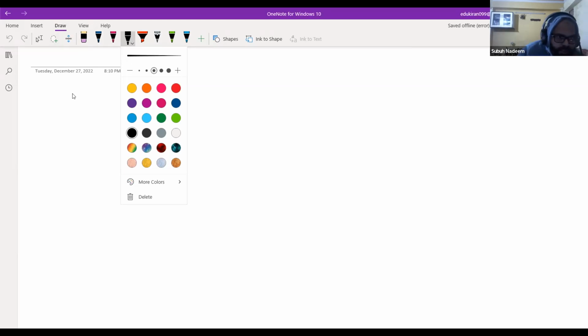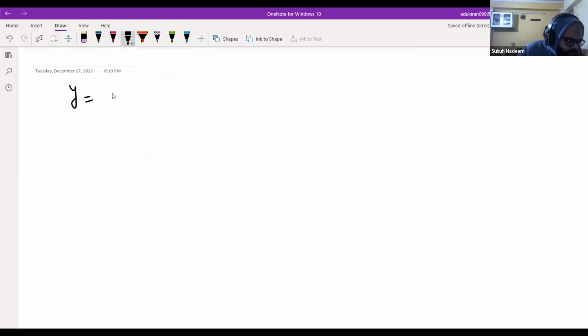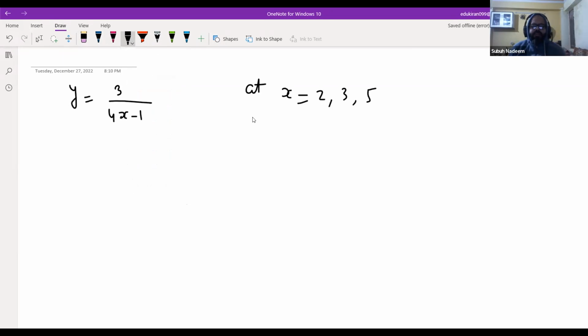Find the slope of the tangent to y is equal to 3 by (4x minus 1) at x is equal to minus 2, 3, 5. Hello. Yeah, my voice is coming now. Yes, sir. So I said x equals minus 2, 3 and 5. Okay, it is minus 2. So it is after finding the derivative that you have to put the values of x.